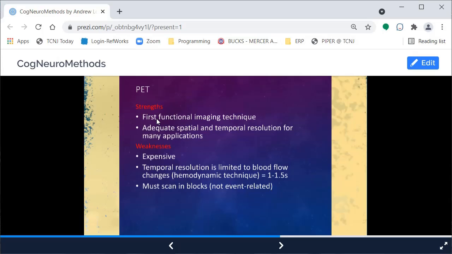So some strengths of this. This was the first technique that provided both structural information and functional information. So that really was groundbreaking technology. And even by today's standards, it still has good spatial and temporal resolution for a lot of applications. There's still a couple of PET imagers out there, so you might come across some PET studies. The weaknesses are it's very expensive, so it's basically been replaced by MRI technology. The temporal resolution, it's a hemodynamic technique, so it's limited to how fast the blood flow can change.